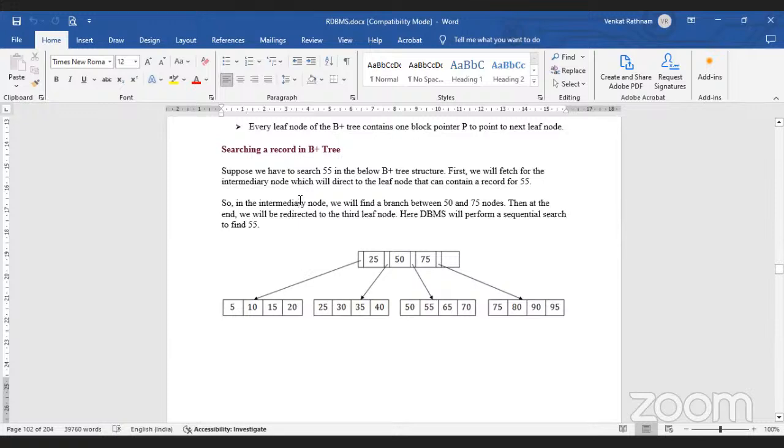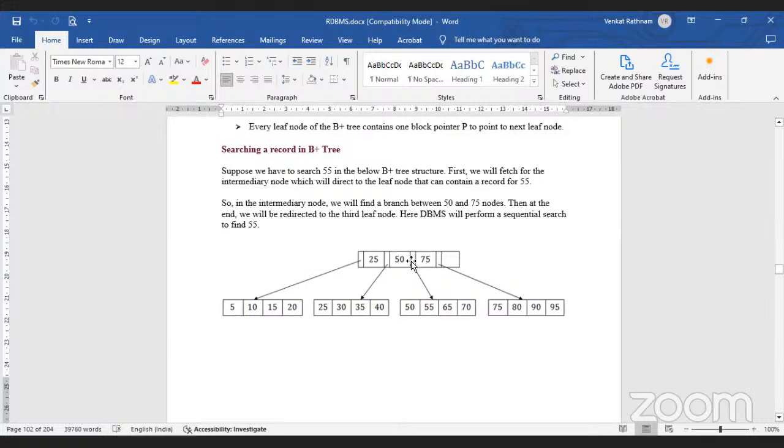Suppose you have to search for the 55 value in the below structure. First, we will search for the intermediary node, that means the root node. We have to search for the node which will direct to the leaf node that can contain the record of 55. What are the root nodes? 25, 50. Then directly you can go to the right side of the 50 for the 55.